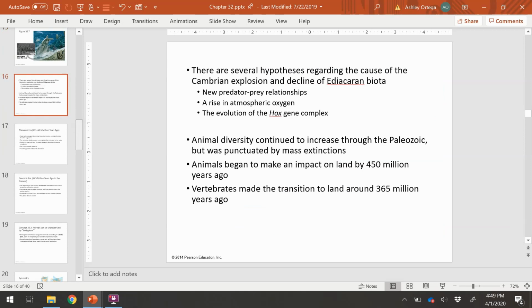Let's see, in terms of timeline, in that Cambrian explosion, new predator-prey relationships formed. There was also a rise in oxygen in the atmosphere as plants moved onto land. And at this time, I believe the Hox gene complex started to evolve. Around 450 million years ago, animals made an impact on land, and then vertebrates made the transition to land about 365 million years ago.